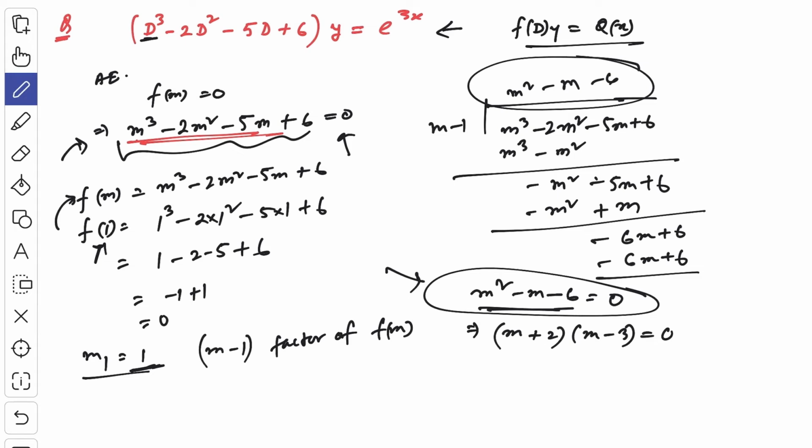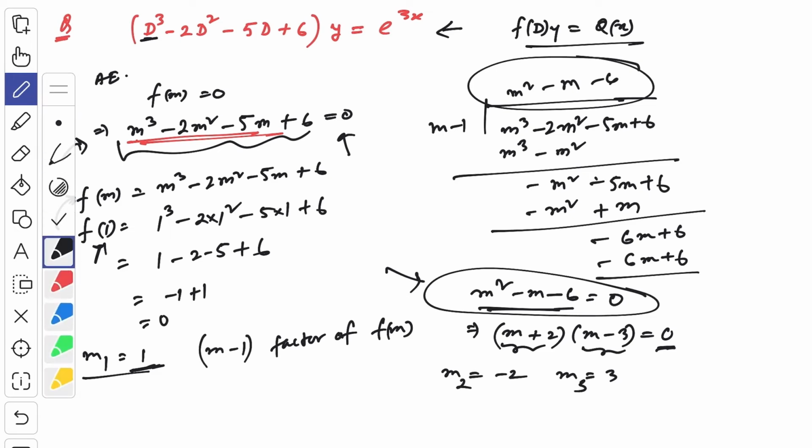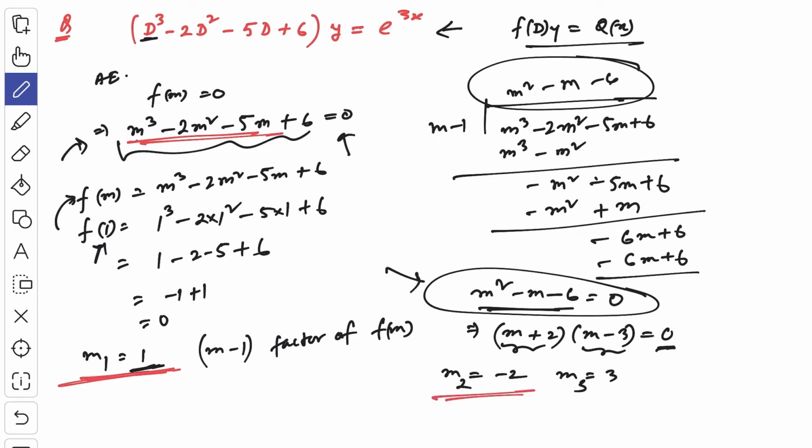So if m plus 2 is equal to 0, then m will be equal to minus 2, and if m minus 3 is 0, then m is equal to plus 3, isn't it? So let it be m2 and this is m3. These are the 3 roots we have got. So these 3 roots, this is m1, m2 and m3 of this auxiliary equation. These are the 3 roots, and these are real and distinct.